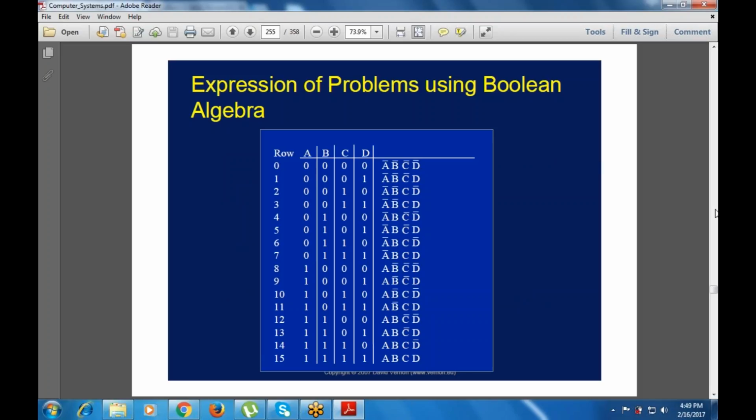Then the expression of the problem with Boolean algebra. There is a row that starts with 0 and ends with 15. So this is from 0 to 15.